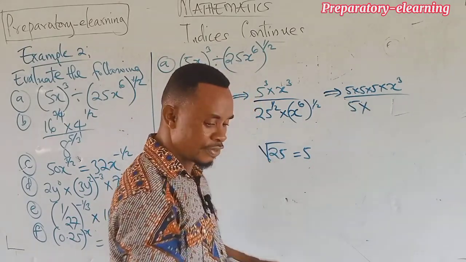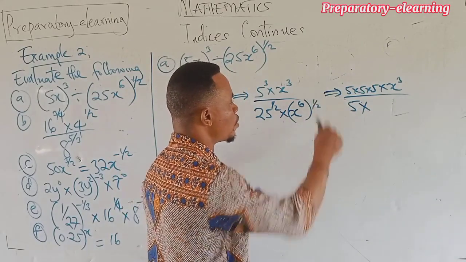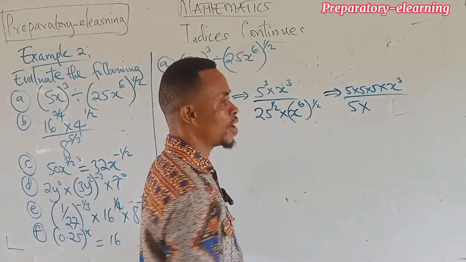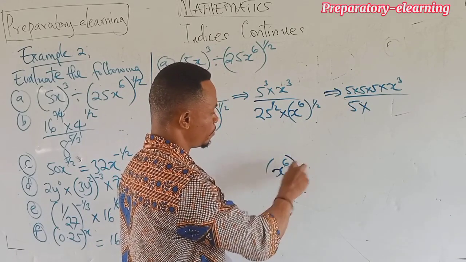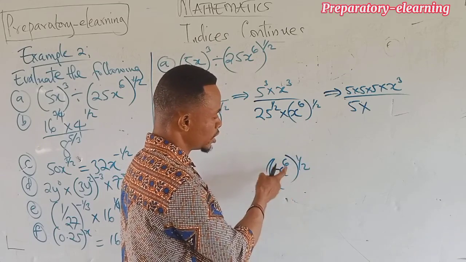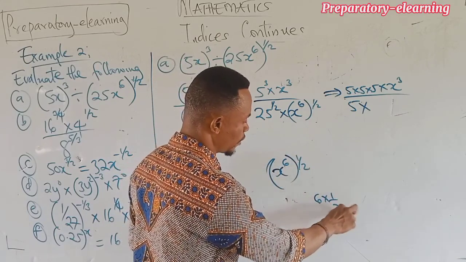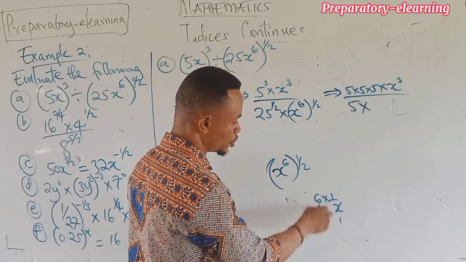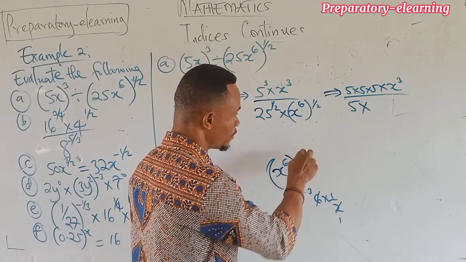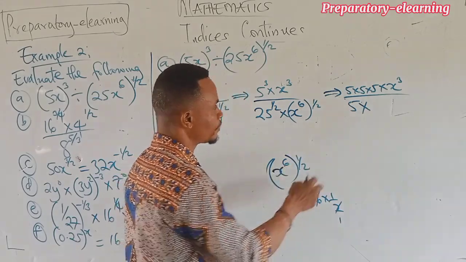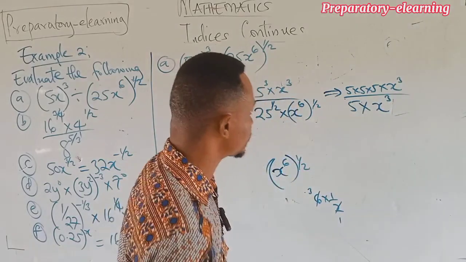Now look at the next thing: x to the power 6, all to the power 1 over 2. This is our power law. So what do we have there? We have x to the power 6 into power 1 over 2. This 6 and 1 over 2 will multiply out. 6 times 1 over 2: you cancel, to divide this you have 3. 3 times 1, everything there is 3. So you have x to the power 3 here. Hope you understand that.